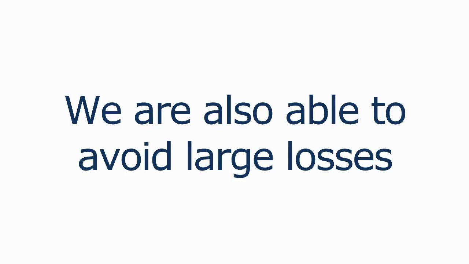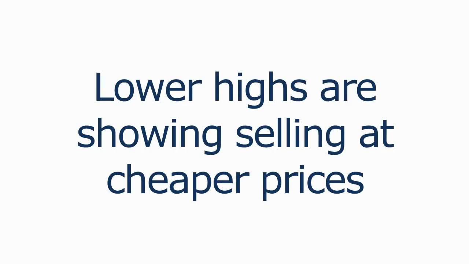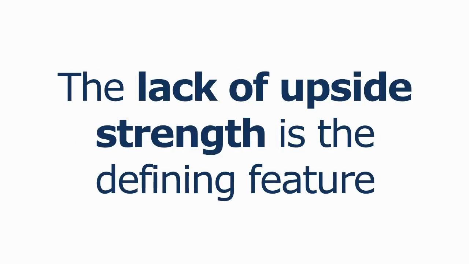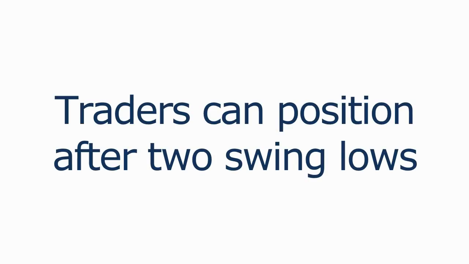The descending triangle pattern is going to show a pattern of lower highs into support where the swing lows have been rejected. So the inability of sellers to bring price lower does not negate a downside breakout, as the lower highs are showing selling at cheaper prices. The lack of upside strength is the defining feature of the descending triangle. Price coils as the lower highs are put in place while the lows remain in roughly the same general area. So traders can position after two swing lows or use the break as confirmation of the trend.